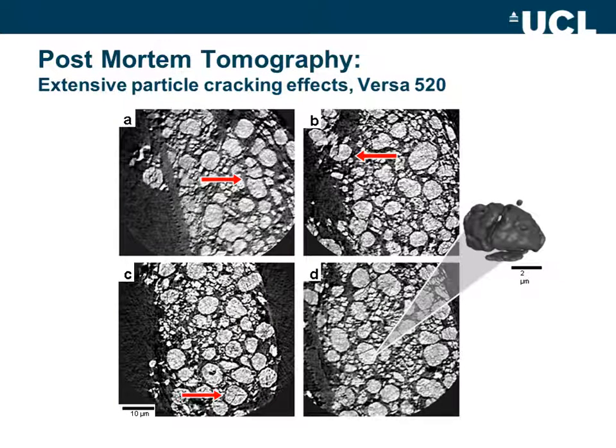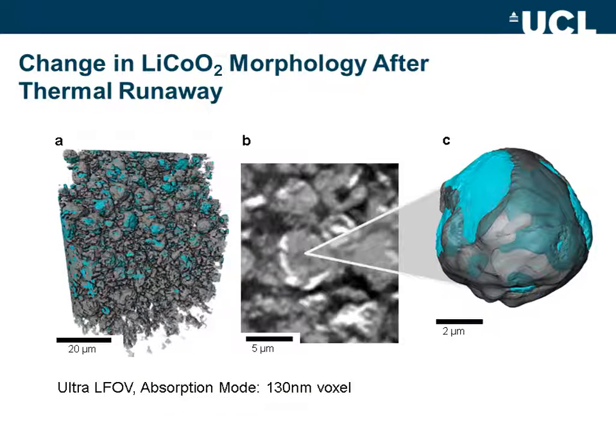these failures from occurring. For example, in this image, we were able to identify on a Versa 520 extensive particle cracking. If we took this then from the Versa and put it into the Ultra, at the highest resolution, we can see that we've got a significant morphology change, but also a significant chemical change within the cathode material for this lithium cobalt oxide cathode. And so this is all building up a very colorful and rich picture with data from different time and length scales, different imaging modalities that enable us to try and prevent these failure occurrences from happening in the first place.